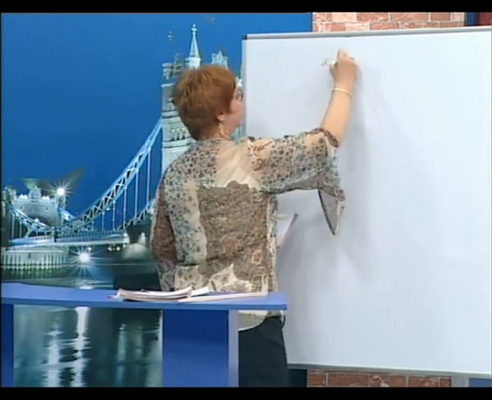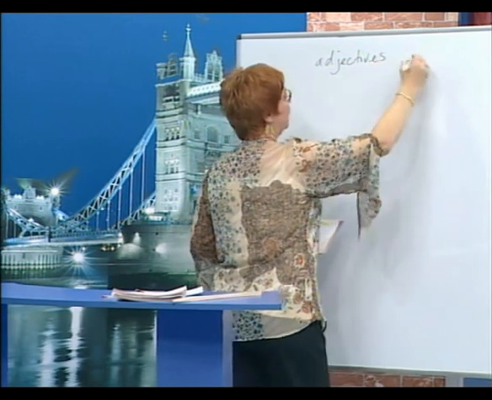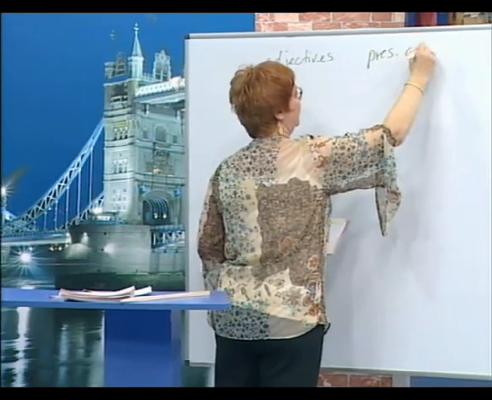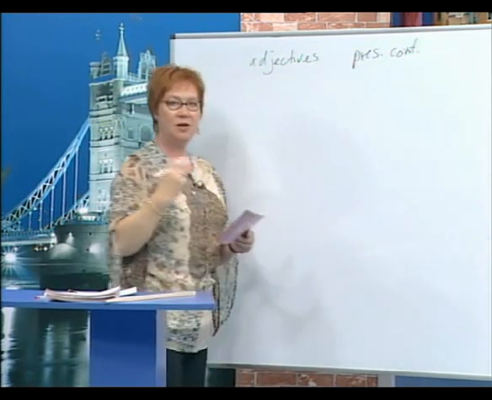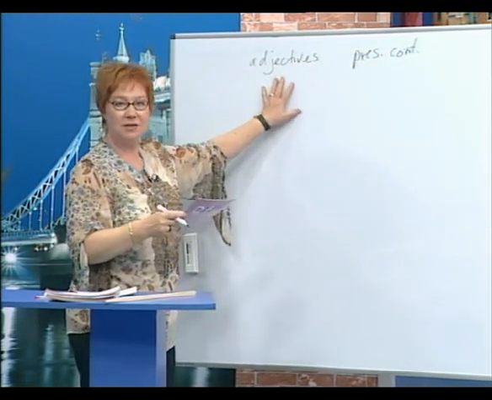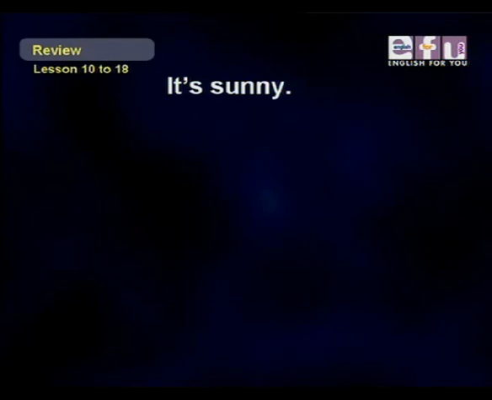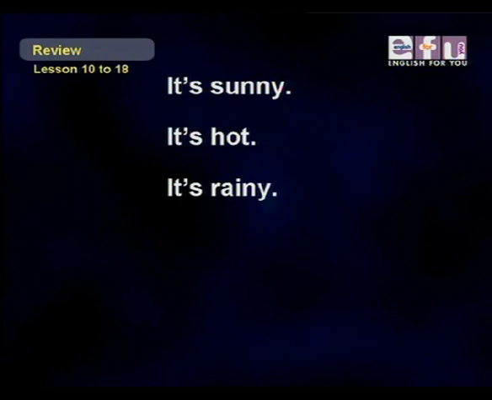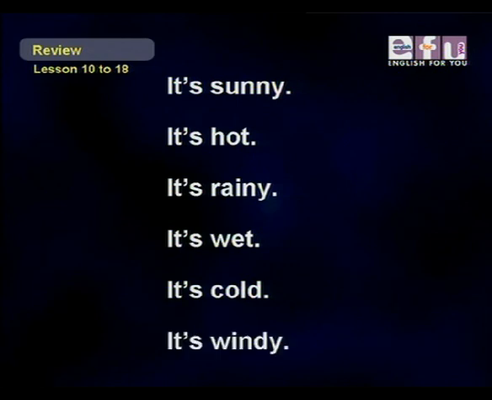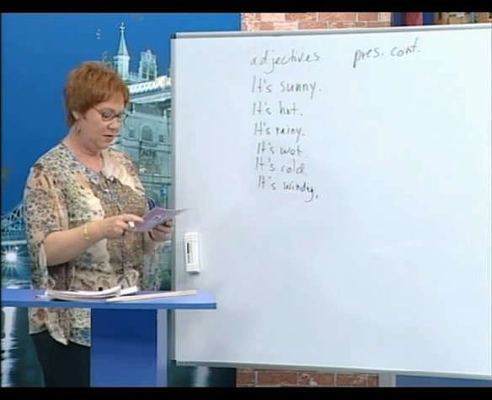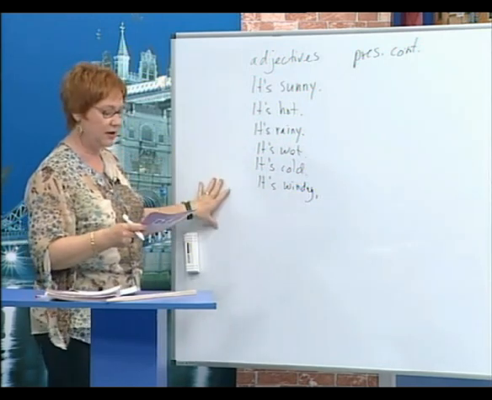Okay, now, when we talk about what the weather is doing now, we can use present continuous. So, we can use adjectives, or we can use the present continuous. So, we'll look at these two ways to talk about the weather. First, we'll talk about adjectives. Now, here are some things we can say. It's sunny. It's hot. It's rainy, it's wet, it's cold, and it's windy. Okay, so these are some adjectives for talking about the weather.